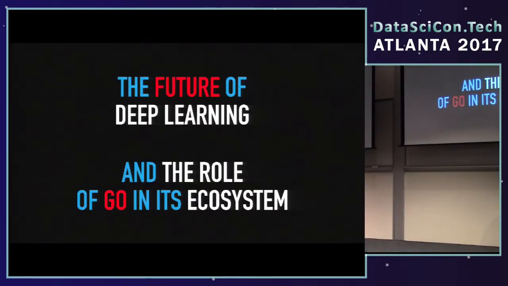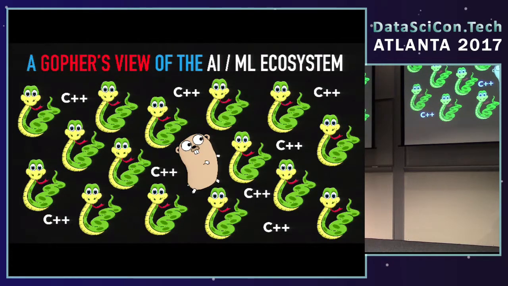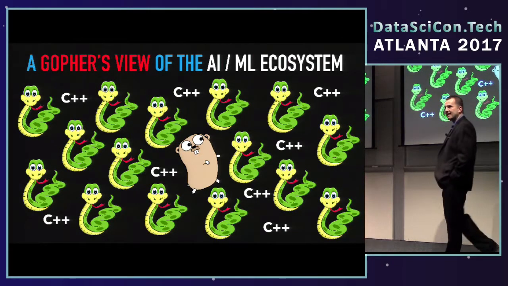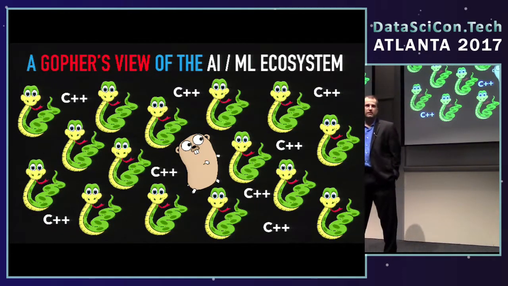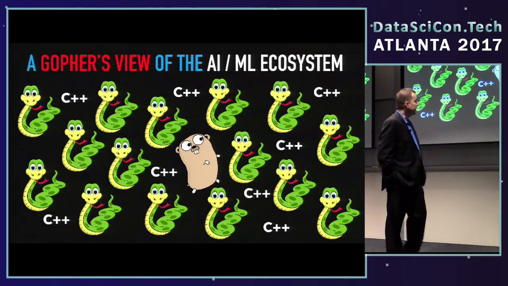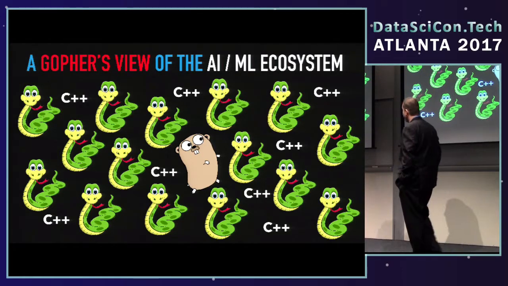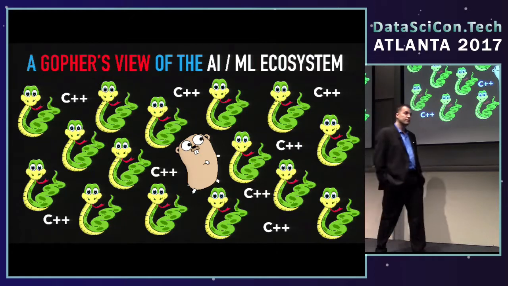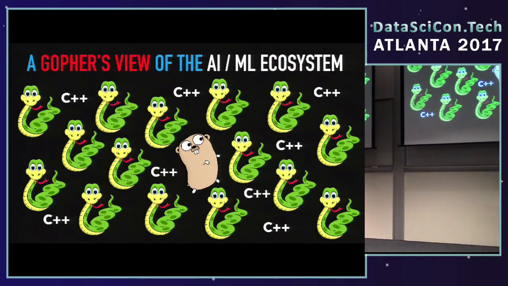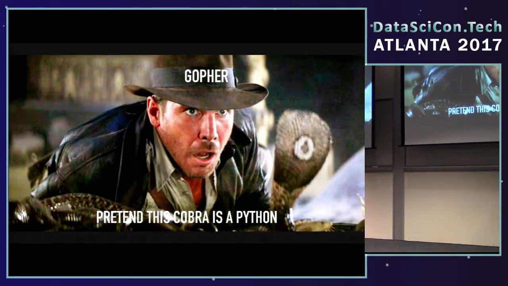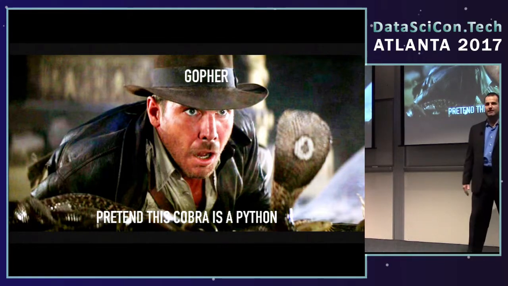And I want to talk about Go in the ecosystem. There's several things. As a gopher, this is exactly how I see the world. I'm a gopher in the deep learning world, and this is what it looks like to me. I'm the gopher surrounded by snakes and little C++s running around, and I would like to convert those over, if I possibly could, and do more Go with it. So I'm the gopher. I'm Harrison Ford in Raiders of the Lost Ark, and I'm going to pretend that Cobra is the Python, but that's my expression every day. I'm like, why do I have to keep going back to Python for this?